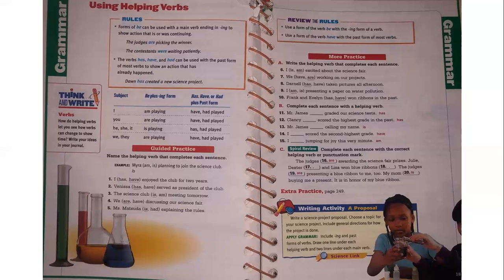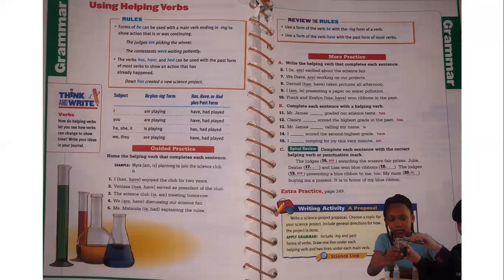Name the helping verb that completes each sentence. I has or have enjoyed the club for 2 years. I have enjoyed. Number 2, Vanessa has or have served as president of the club. Vanessa has, because this is a singular subject. Number 3, the science club is or am meeting tomorrow. The science club is meeting tomorrow.